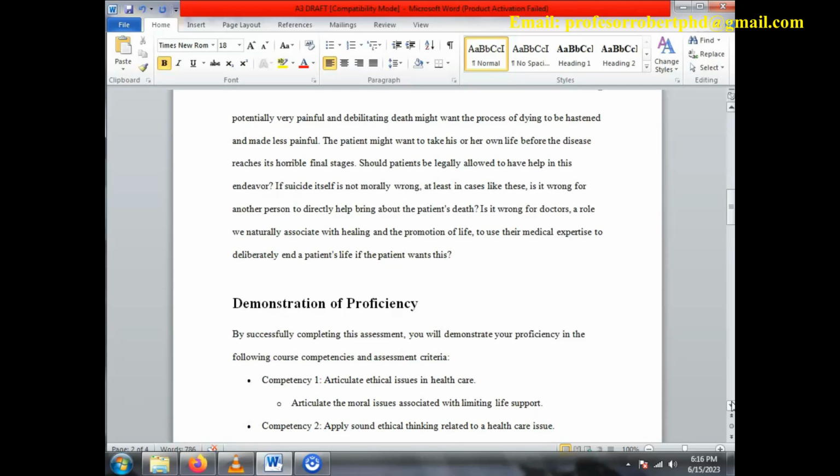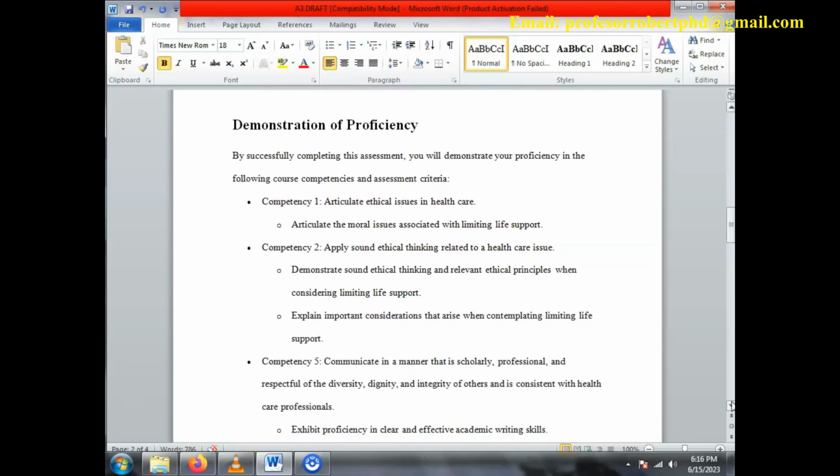Demonstration of proficiency. By successfully completing this assessment, you will demonstrate your proficiency in the following course competencies and assessment criteria. Competency 1. Articulate ethical issues in healthcare. Articulate the moral issues associated with limiting life support. Competency 2. Apply sound ethical thinking related to a healthcare issue. Demonstrate sound ethical thinking and relevant ethical principles when considering limiting life support. Explain important considerations that arise when contemplating limiting life support.